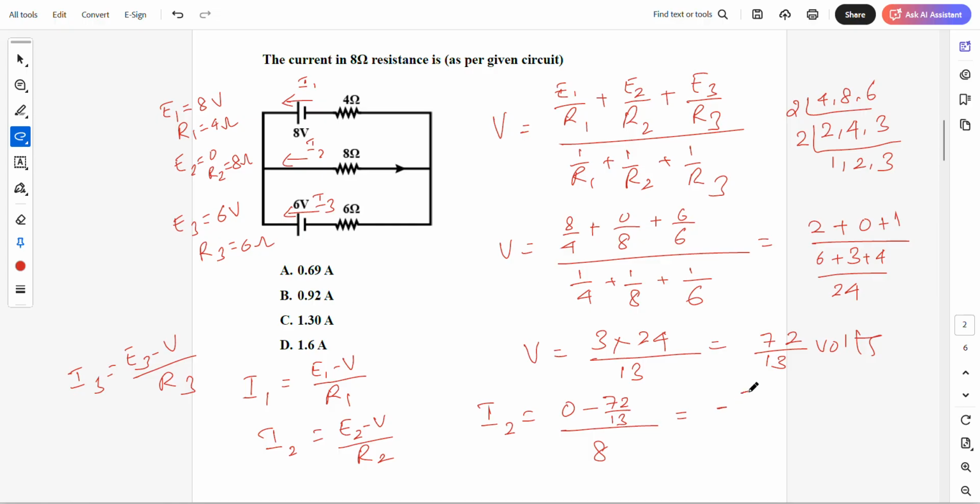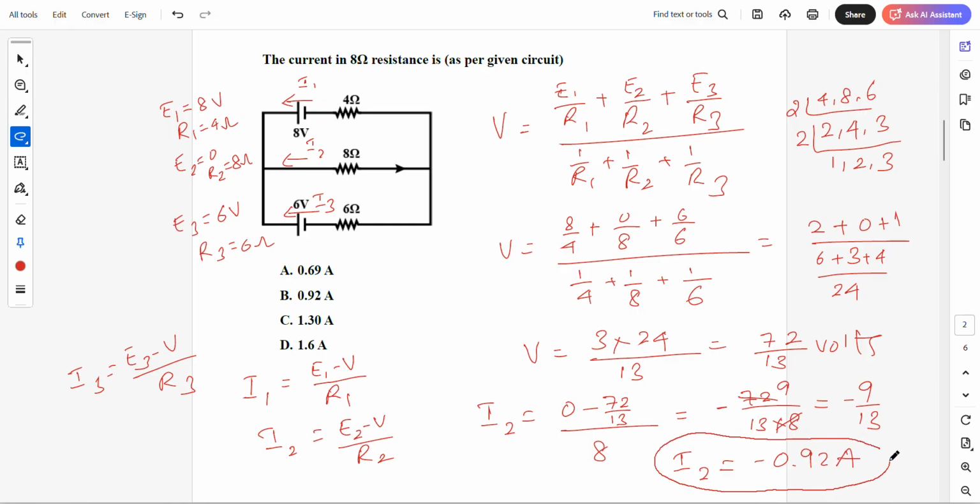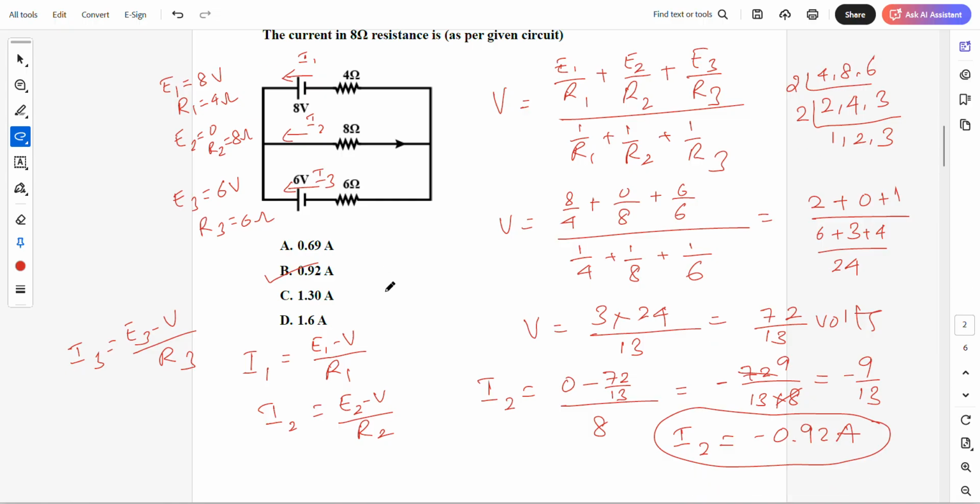That is equal to minus 72 by 13 into 8, which gives minus 9 by 13 for I2. Approximately, that is minus 0.92 amperes, which is the correct answer. It is minus because we have taken the current in this direction, but it is flowing the other way. So 0.92 amperes is the correct answer. We'll go for the next problem.